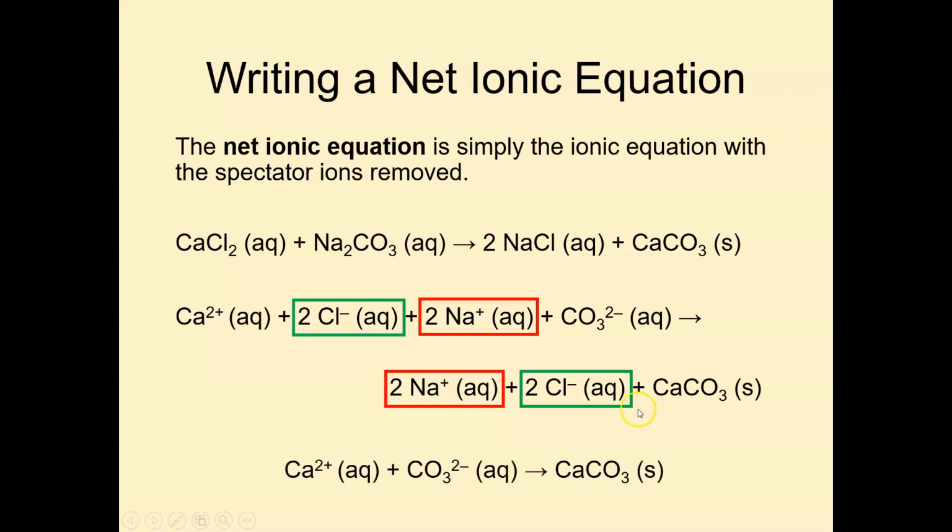And what do we get? Calcium 2 plus carbonate gives calcium carbonate. So this describes what is actually happening in the flask. When I combine calcium chloride in aqueous solution with sodium carbonate in aqueous solution, I get a precipitate of calcium carbonate. The sodium and the chloride are simply kind of chaperones to get the calcium and the carbonate into solution. They don't participate in the reaction. The actual reaction that's occurring is calcium ions plus carbonate ions precipitating out as calcium carbonate.